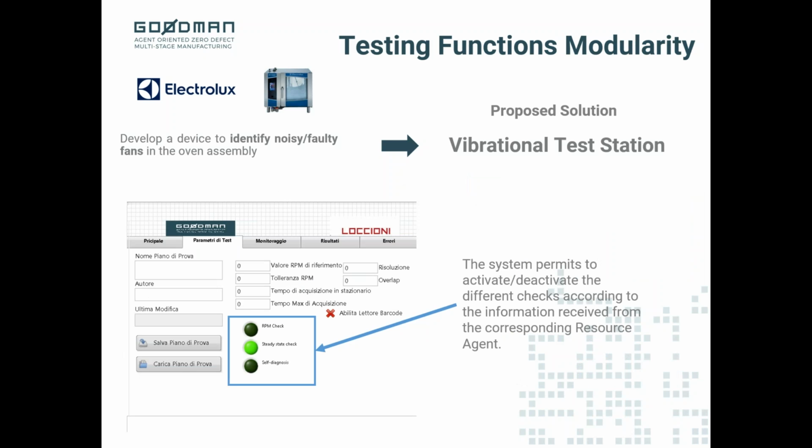It is also possible to test the functional modularity of the test. Indeed, the system makes it possible to activate or deactivate the different checks according to the information received from the corresponding resource agent, which is associated to that particular system.